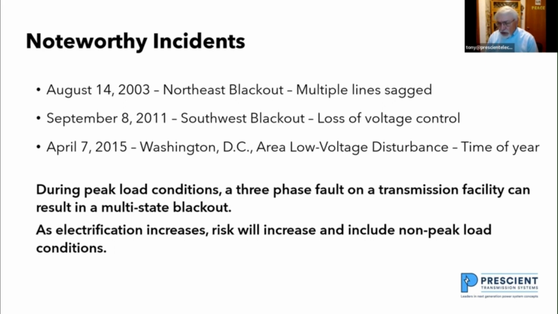And that loss of voltage control occurred when a 500 kV air brake switch was operated out of sequence. And then April 7th of 2015, we had a Washington, D.C. area low voltage disturbance. And the reason why that didn't go to a blackout was the time of year. If that same condition happened in July or August, we would have had another great blackout.